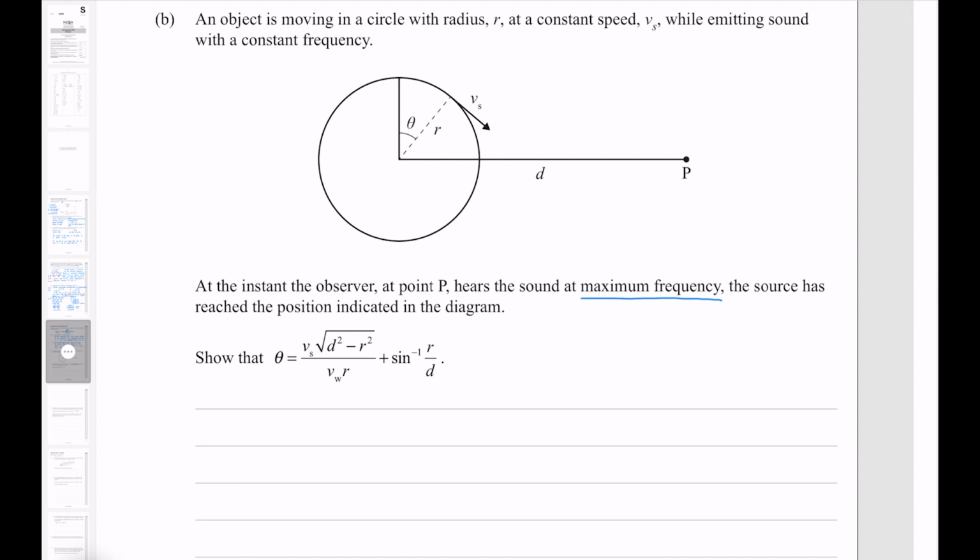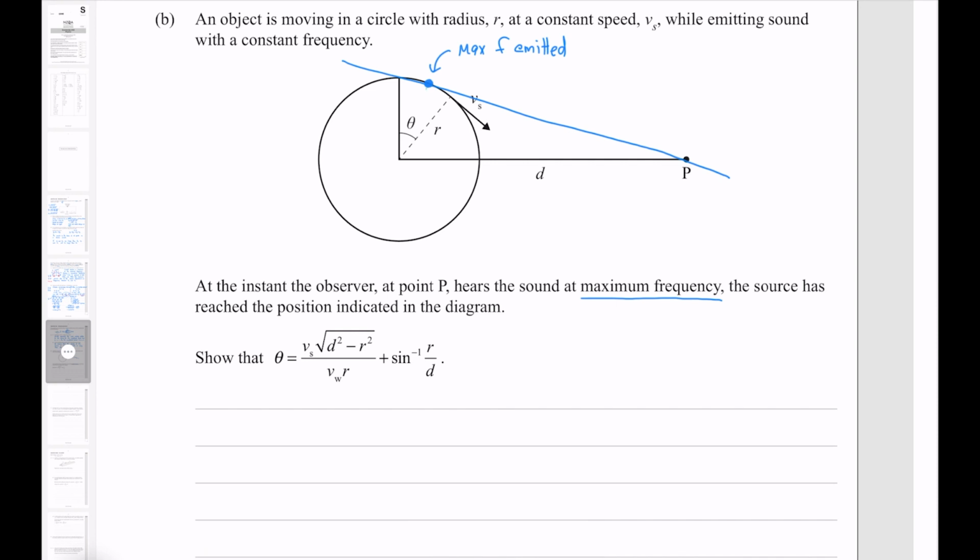And so the sound heard at point P at the maximum frequency will have left the source when the velocity of the source was directed towards the point P. Or in other words, the tangent to this circle that also goes through the point P. Let me try and draw that.